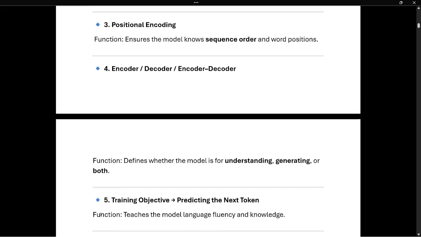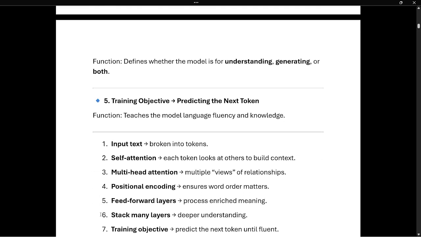Now, the next concept is the training objective: predicting the next token. So what will the LLM do? The LLM learns with one simple game: guess the next word. This is the main concept, as we have already discussed: guess the next word. That teaches the model language fluently and knowledge.